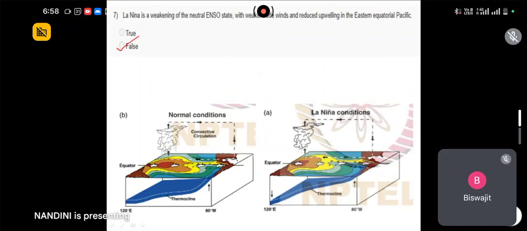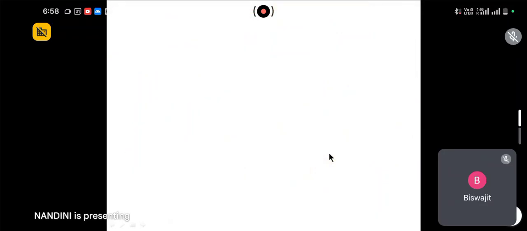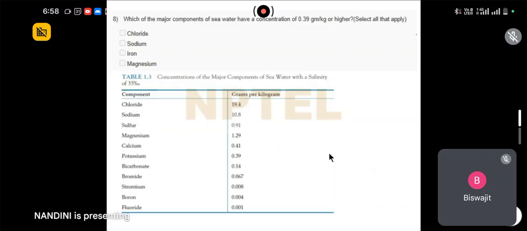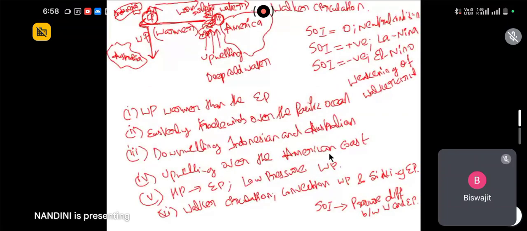This is in case of normal, and this is in case of La Nina. I hope it is clear what La Nina is basically. So during El Nino, so this is basically La Nina.